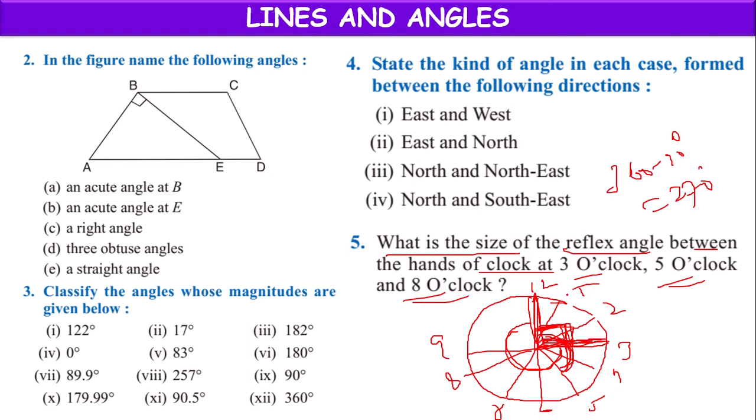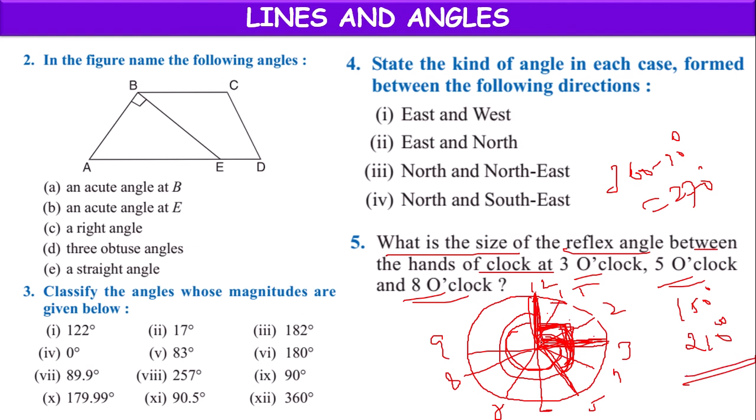So 12 to 1 is 30 degrees. Like that, 12 to 5 is 1, 2, 3, 4, 5 parts, so 150 degrees. If this is 150 degrees, this will be obtuse. Opposite to it, we will have the reflex angle, which is equal to 360 minus 150, which is equal to 210 degrees. That is the reflex angle.